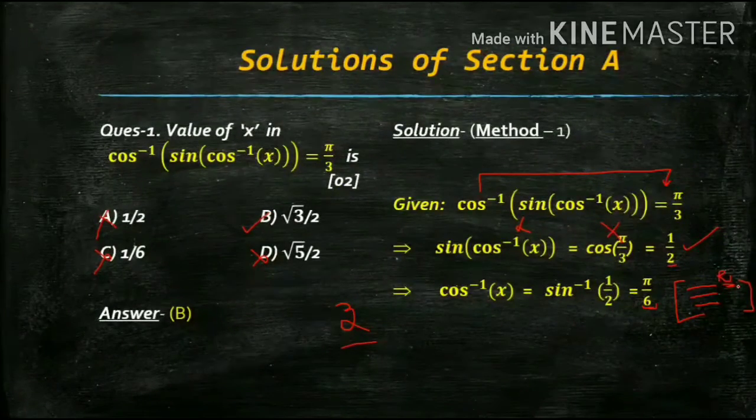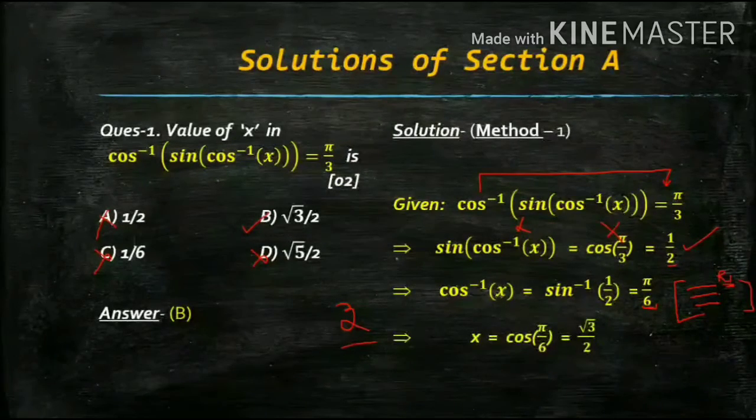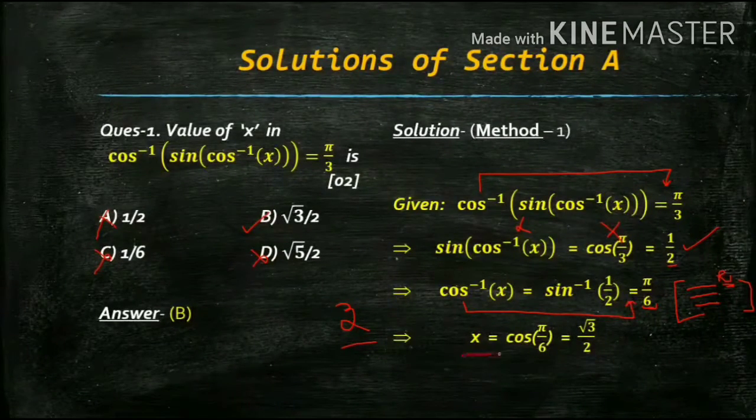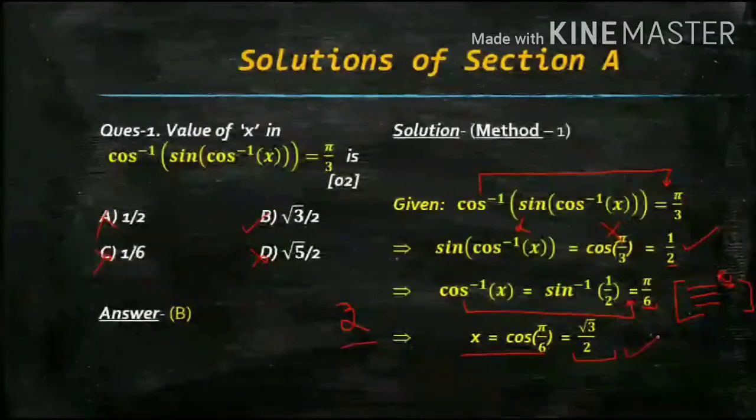Okay, now we have cos inverse x is pi by 6, so I can again take this cos inverse over here and it will become cos. So x would be cos of pi by 6. Cos of pi by 6 means what? Cos of 30. And you know that cos 30 is nothing but root 3 by 2. We are done? Yes? Yes or no?